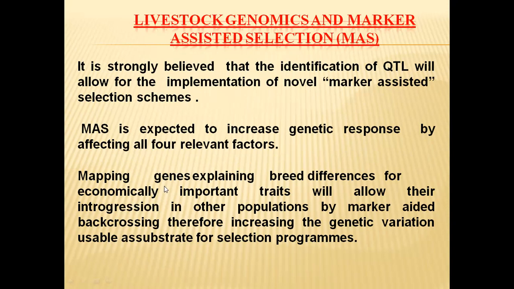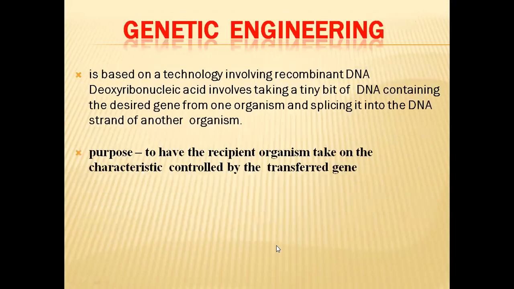So mapping of genes explains breeding differences for economically important traits. And this also will allow their introgression in other populations by marker aided backcrossing. Therefore, it increases the genetic variation usable for selection programs.